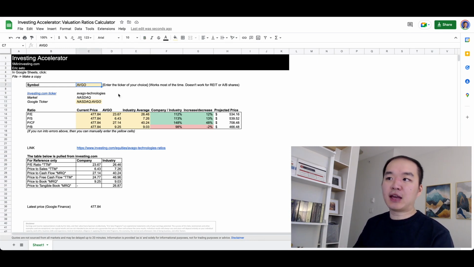So right now I have AVGO, which is Broadcom. And here you can see that I already pulled in the data: price to earnings, price to sales, cash flow, and book value. And we'll start with price to earnings.